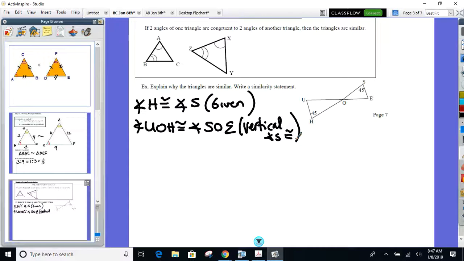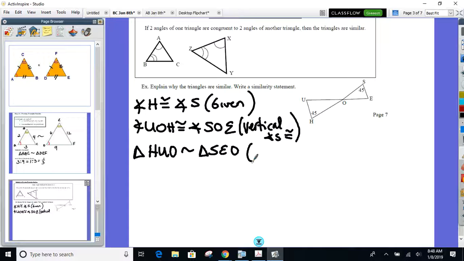And that's it. Now write me the similarity statement that says those are similar. You guys are going to love these proofs tomorrow, because all you need to do is find two pairs of angles for me and you're done. They're similar. How are you going to name one triangle here? HUO, you got it. HUO similar. How many of you just wrote congruent? There you go. Have some self-respect. HUO similar to SEO.